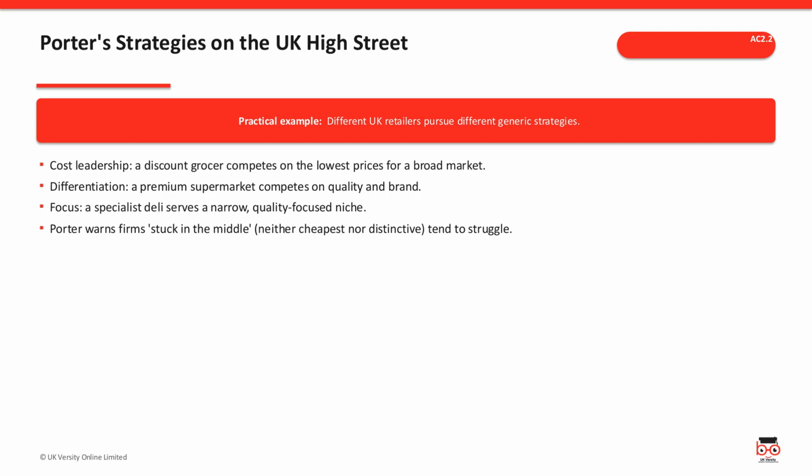Look along the UK high street and you'll see each of these strategies in action. A discount grocer competes on rock-bottom prices for a broad market, that's cost leadership, while a premium chain like Waitrose competes on quality and brand, that's differentiation. A specialist artisan deli serves a narrow, quality-focused niche, a classic focus strategy. Porter's warning is that firms stuck in the middle, neither the cheapest nor genuinely distinctive, are the ones that tend to struggle.